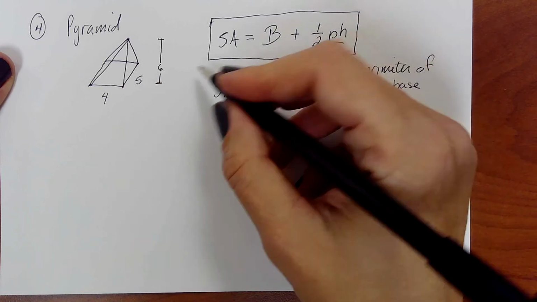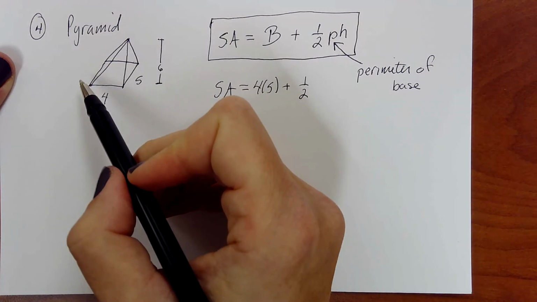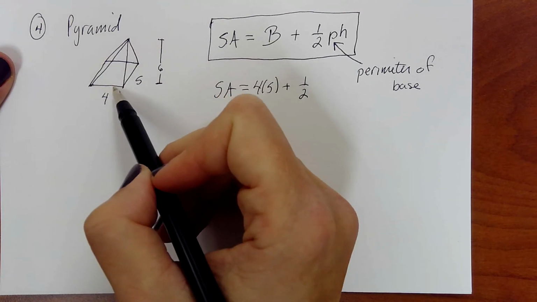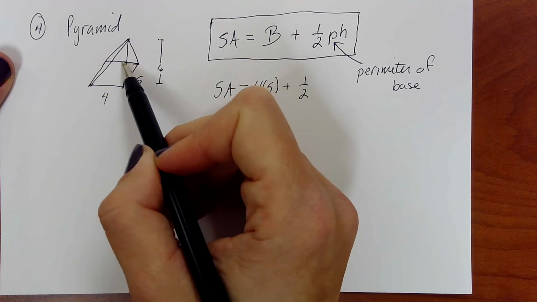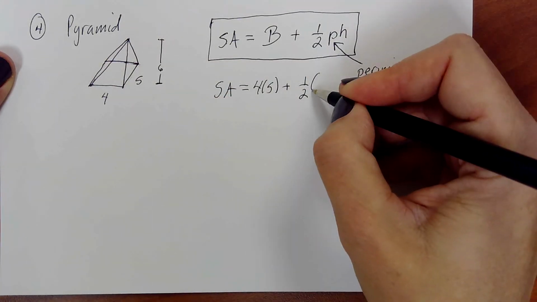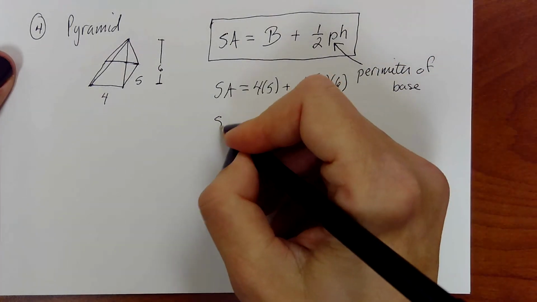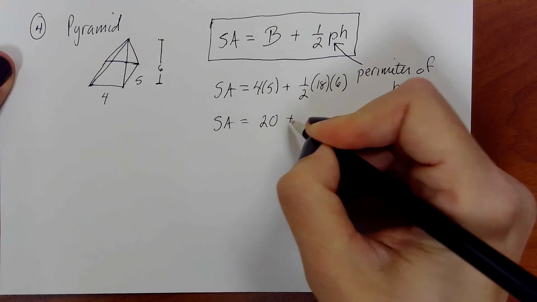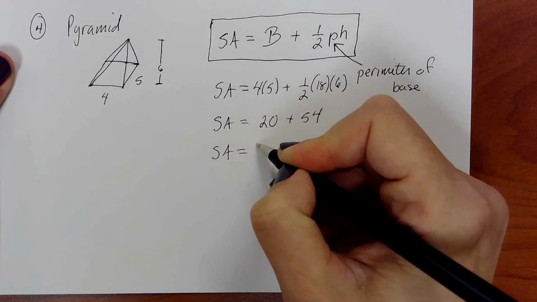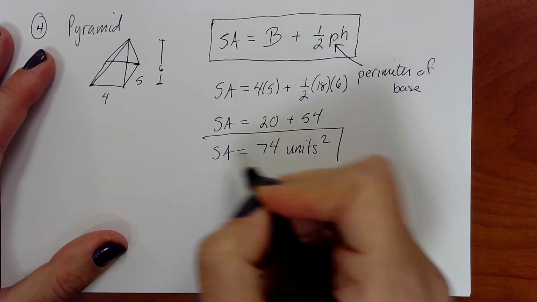So we would do area of the base is 4 times 5, right? That's the bottom guy. The perimeter of the base: 4 plus 5 is 9, plus another 4 is 13, plus 5 is 18. So the perimeter of the base is 18 and the height is 6. Let's see what we get here. 20 plus, that'd be 9 times 6, that'd be 54. Yeah, that'd be 74. I didn't give you any units, so units squared.